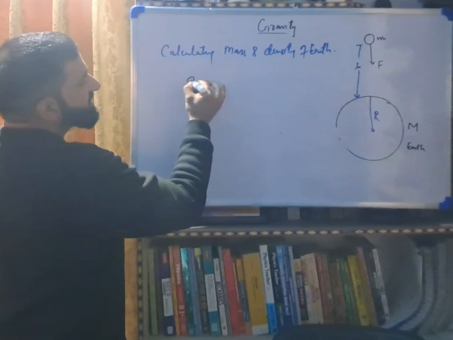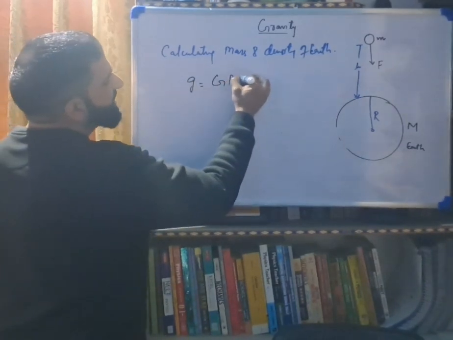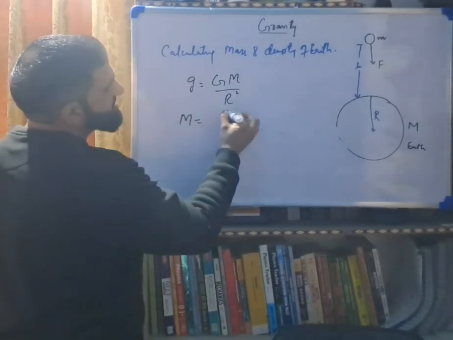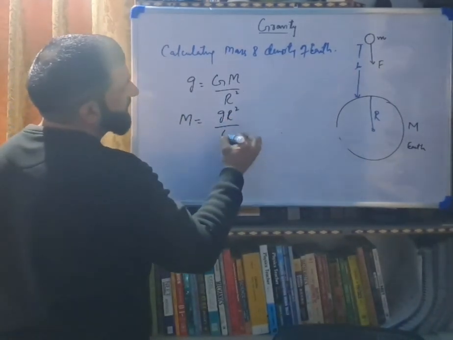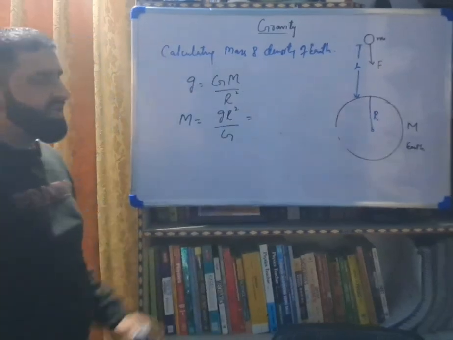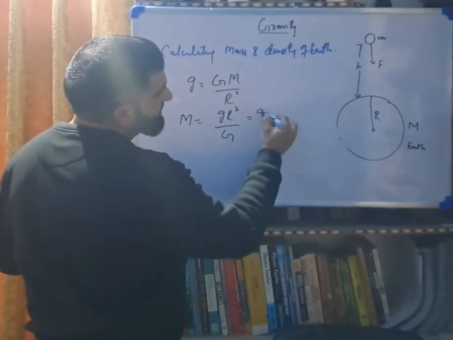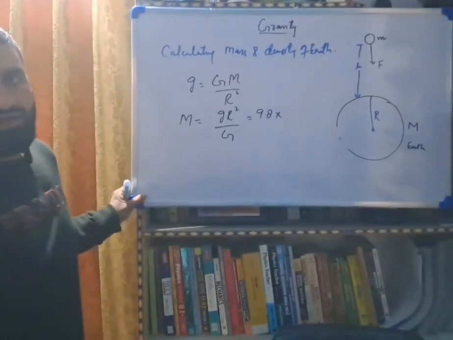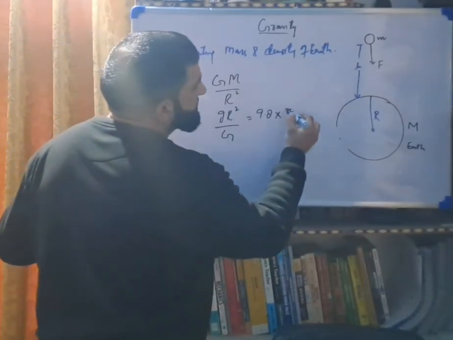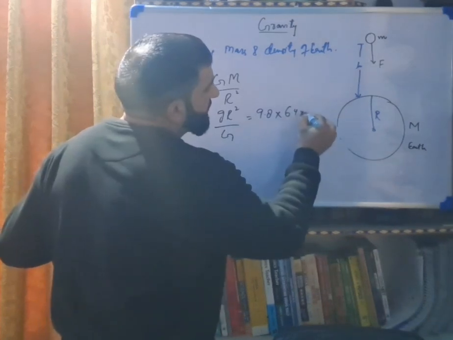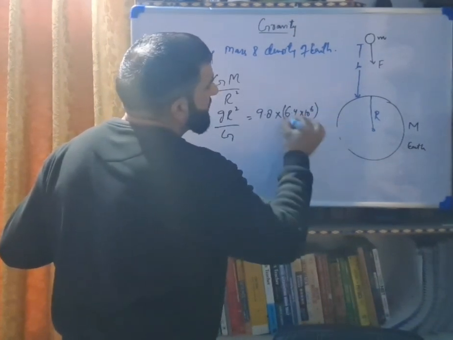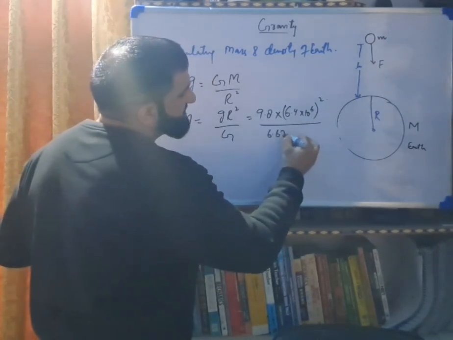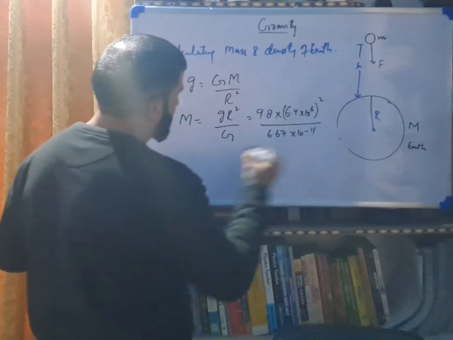We saw that g is equal to GM divided by r square. So calculating the mass of earth, M is equal to g r square divided by G. Now the value of g is 9.8 and the radius of earth is 6400 kilometers, that is 6.4 times 10 raised to power 6 whole square, and the value of the gravitational constant is 6.67 times 10 raised to power minus 11.